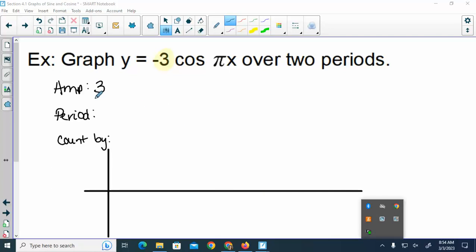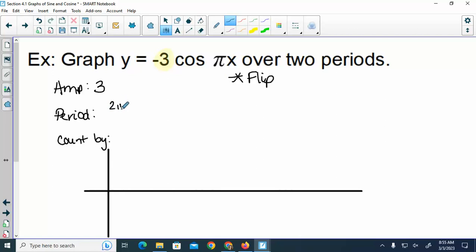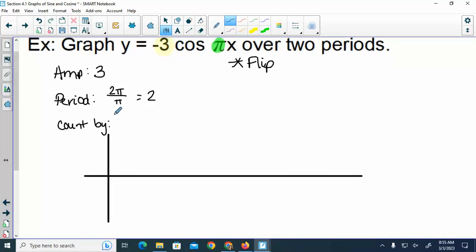Okay, so the amplitude is 3. The negative in front, do you remember what that makes our graph do? Yep. Period, normal period for sine and cosine is 2 pi. So to get your new period, you do 2 pi divided by the coefficient of x. So this would be 2 pi divided by pi, which is just 2. And the count by is always your period divided by 4 for the 4 quadrants. So we're going to count by 1/2.